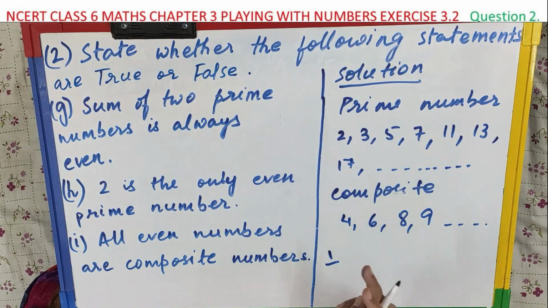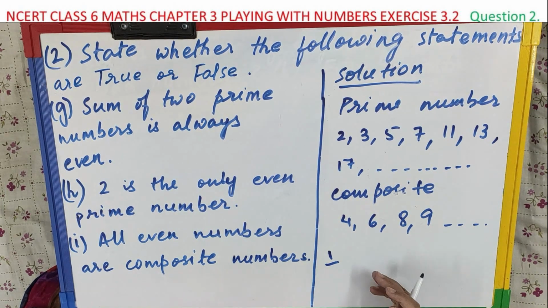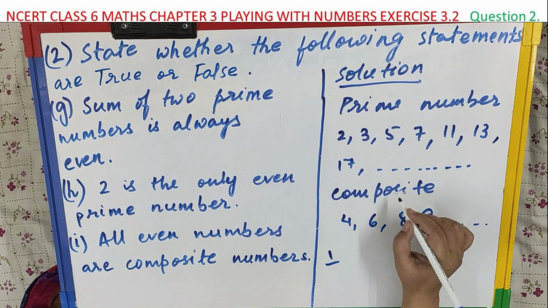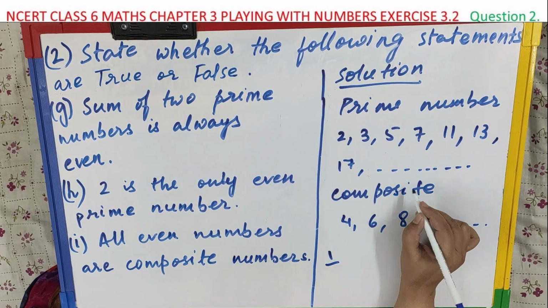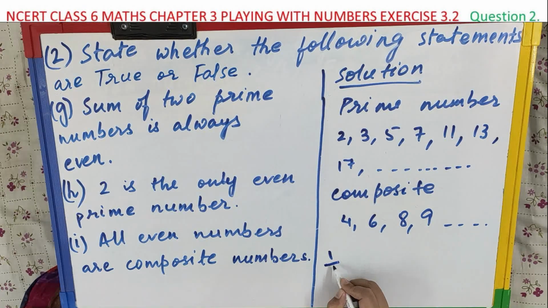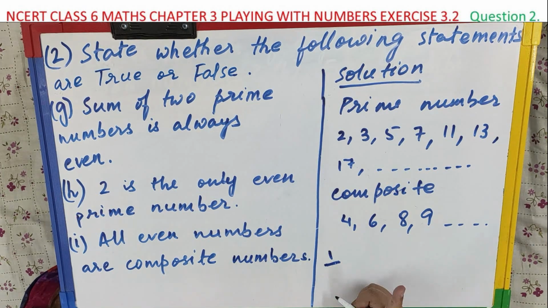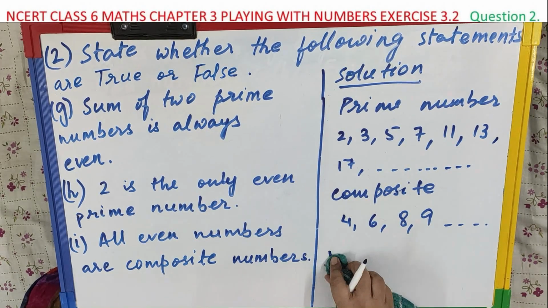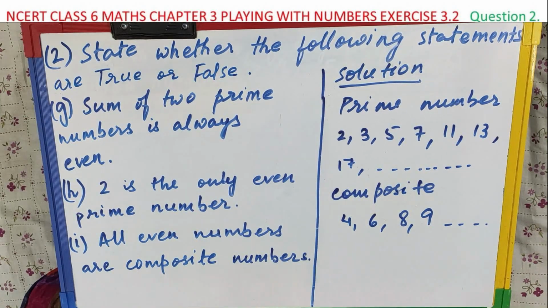A prime number should have at least 2 factors, but 1 has only 1 factor. 1 is only divisible by 1. So 1 is not a prime number. And composite numbers should have more than 2 factors, but it has only 1 factor. So 1 is neither a prime number nor a composite number. We say it like this: 1 is neither a prime number nor a composite number.